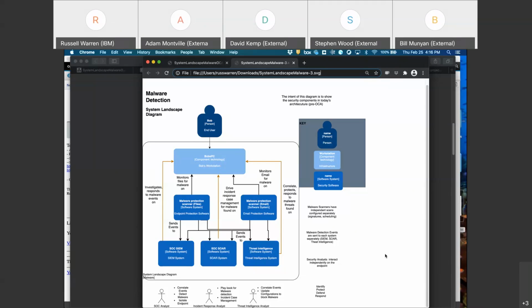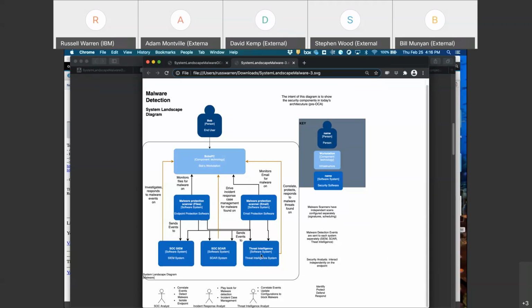And then the second comment I have really is about the brown arrows. So if you look at the one on the left, investigates response to malware events, I think you were relating that back to something a SOC analyst or an incident response analyst would do. Is it really the people that are doing that, or are they going through the SIEM in this case?